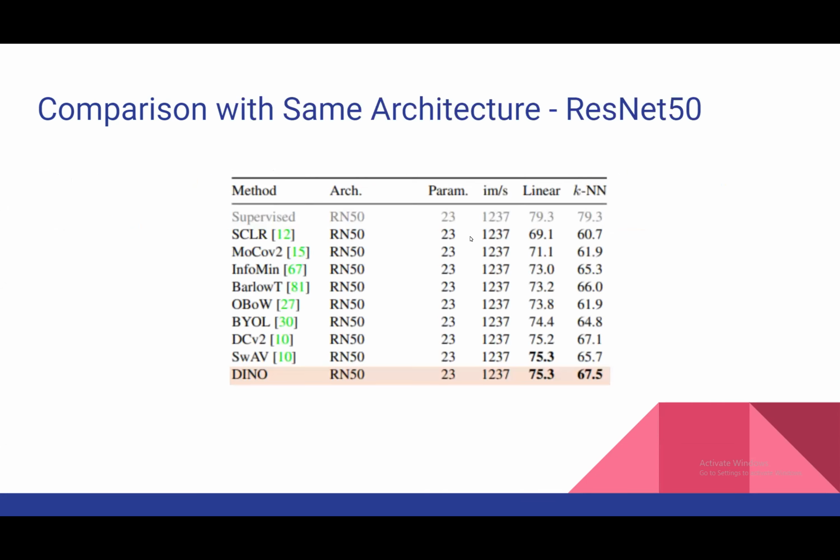And going into it, we can see comparison with the same architecture. So these are different self-supervised learning methods on ResNet 50. And they have equal parameters and throughput, so they are directly comparable. We can see that Dyno can achieve equal linear scores and slightly better KNN scores. But the point here isn't with the ResNet 50. With the ResNet 50, the KNN score is slightly bigger.